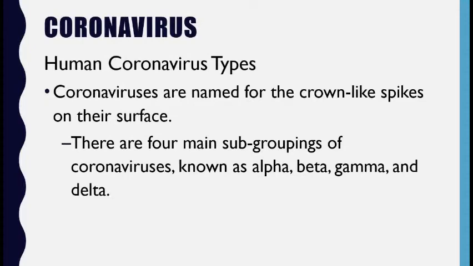So, we have here another one which is most likely the problem today, coronavirus. So, just like the bacteriophage, it's a viral microbe. So, we have the human coronavirus types. So, coronaviruses are named for the crown-like spikes on their surface. Kaya siya tinawag na coronavirus because it has spikes. So, there are four main subgroupings of coronaviruses known as the alpha, beta, gamma, and delta. So, paano siya tinawag na alpha, beta, gamma, and delta? Kung saan yung it is categorized based on their host.